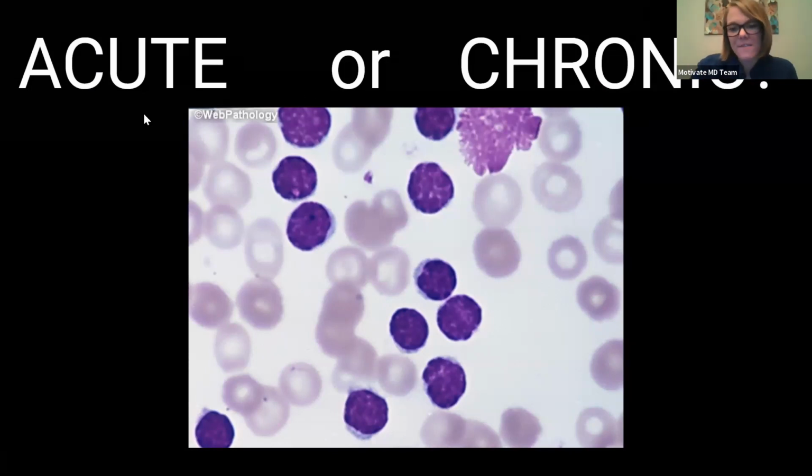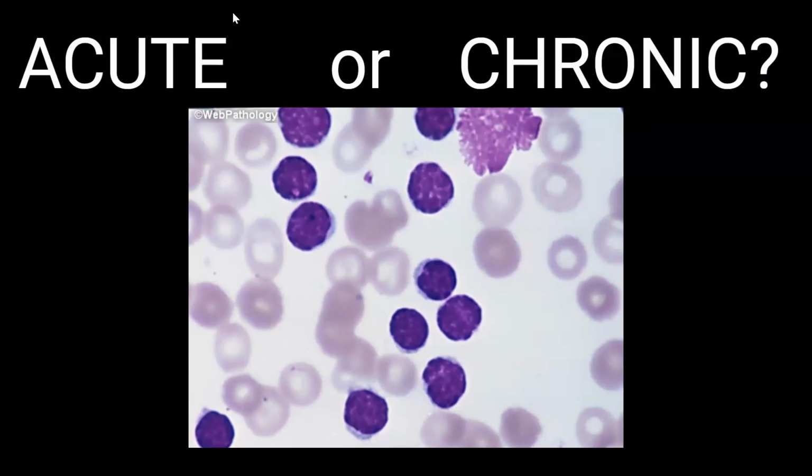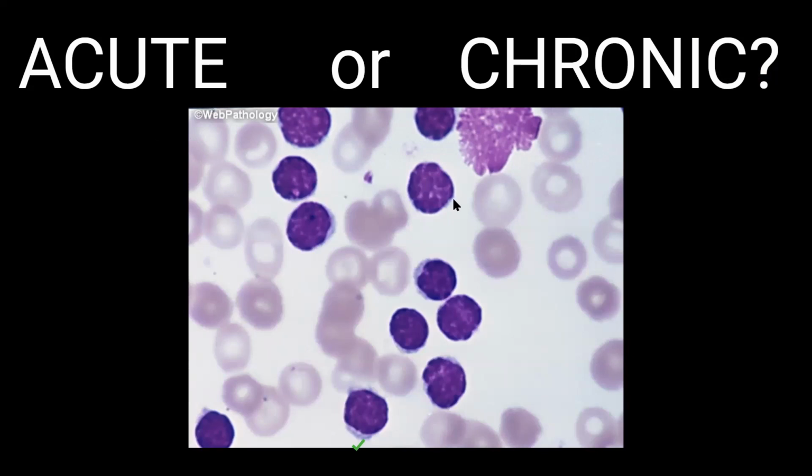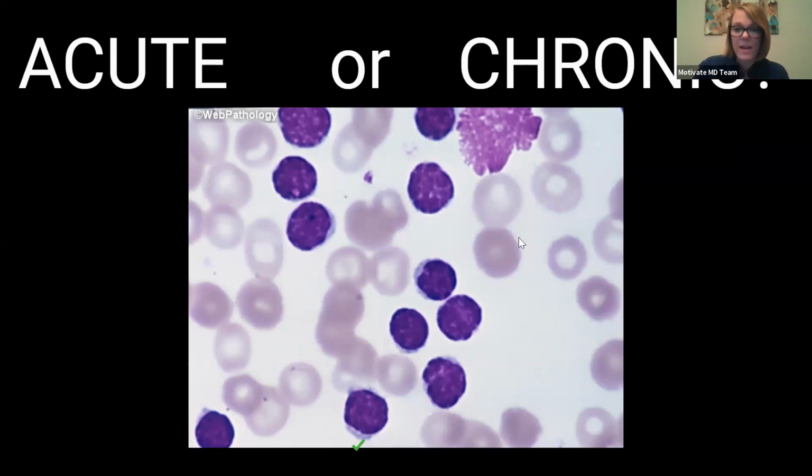So what do we know by definition? We know that chronic means what? We know that we have a lot of lymphocytes here. So why does that tell us that this is a chronic leukemia? Mature lymphocytes, perfect, Linda. You hit the nail on the head, and you're absolutely right. Chronic means mature differentiated cells. Acute, we're kind of looking more for blasts. So you guys are right.